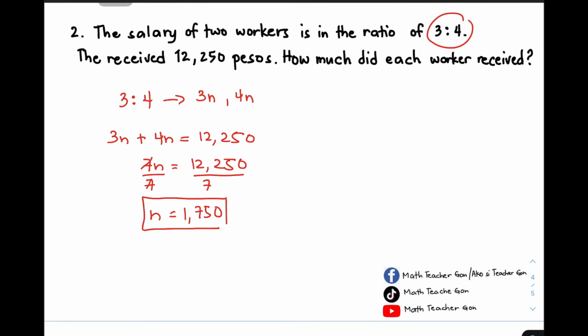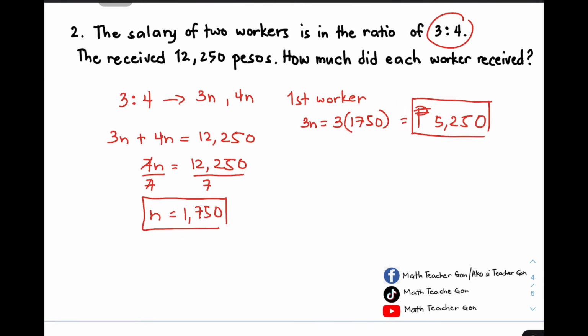So yung first worker natin, yung kanyang salary is represented by 3n. And we know that your n is equal to 1,750. So ang gagawin natin ngayon dito is that we will multiply 3 by the value of n, which is 1,750. So gagawin natin ngayon 1,750 times 3. And that is equal to this one, 5,250 pesos. Ito yung salary ng isang worker.